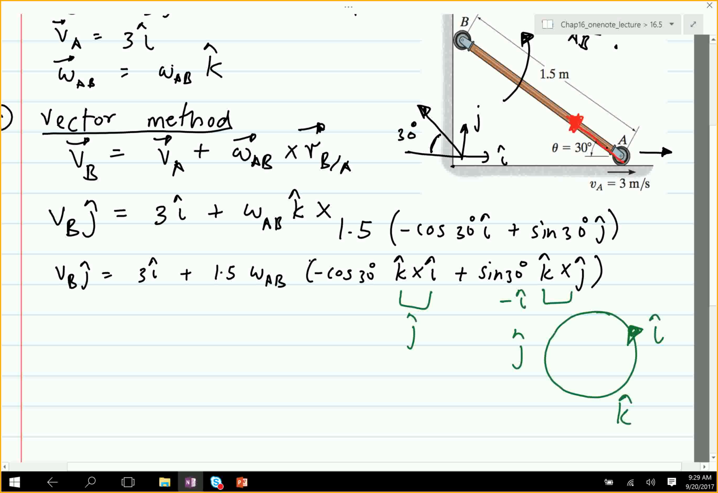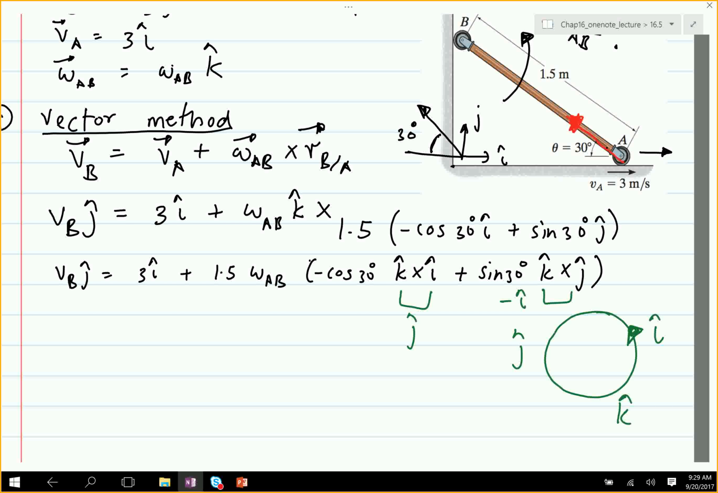If I want to find K cross I, go from K to I. This is the shortest path. I do not go this way. I go the shortest path. The shortest path is counterclockwise. That's positive J. If I want to find K cross J, I take the shortest path. The shortest path is this way, but this direction is clockwise. So I put a negative sign and I put I. So this J is different from K and I, and that I is different from K and J. So the third vector will show up here, and the sign comes from the direction.